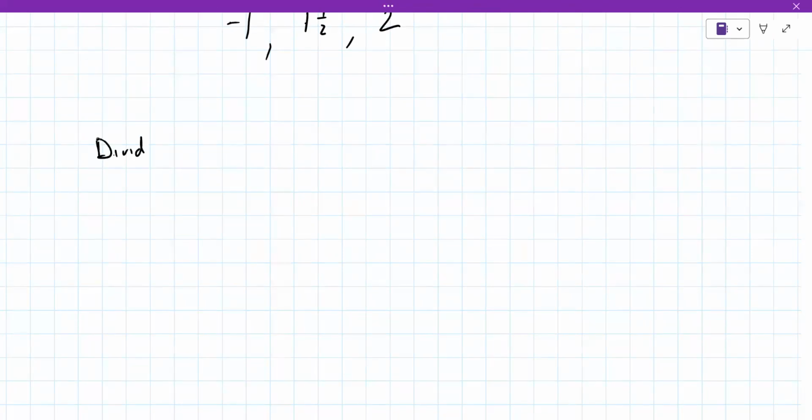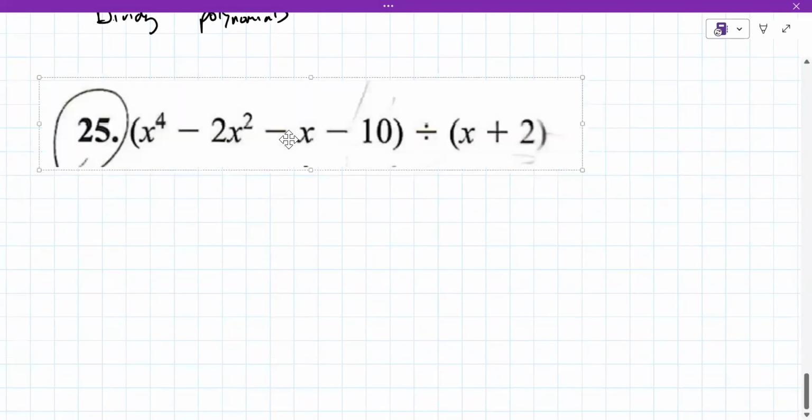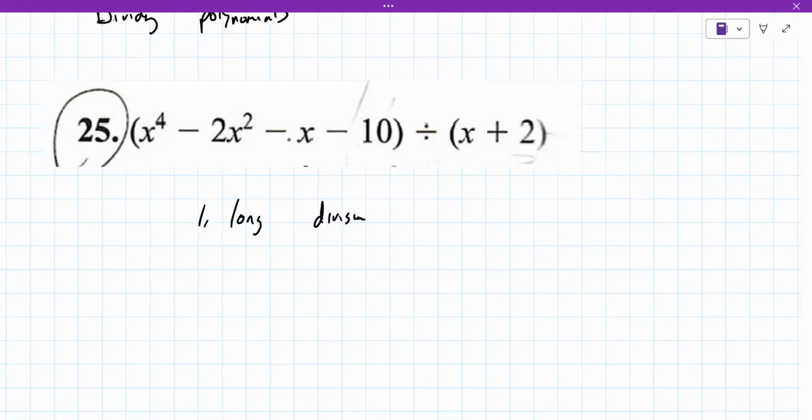All right. So we're going to talk about dividing polynomials. Here's a problem that I'll throw in front of you. X to the 4th minus 2x squared minus x minus 10 divided by x plus 2. There are actually two ways to solve this problem. One is long division, and a second is synthetic division.